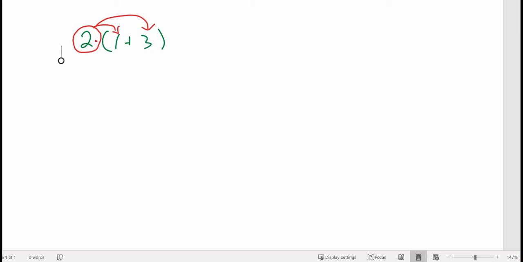So this is distributing multiplication over addition because the multiplication's on the outside. That would be 2 times 1 plus 2 times 3, right? Or 2 plus 6 would be 8. And that works out because even if you follow your order of operations and do the parentheses first, 1 plus 3 would be 4, and of course 2 times 4 is going to equal 8. Now, that works out because multiplication is just repeated addition, right?